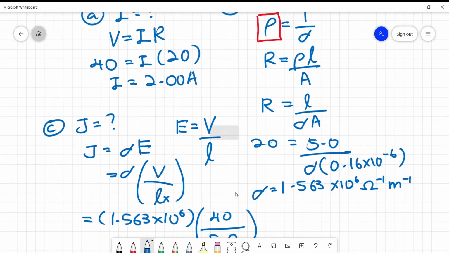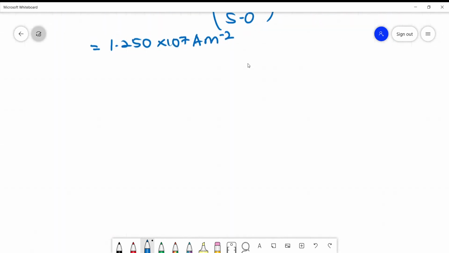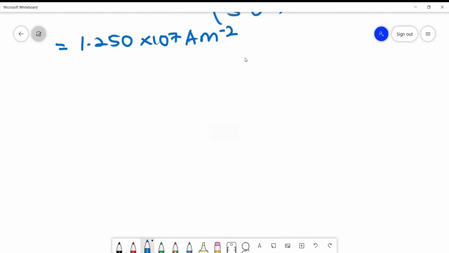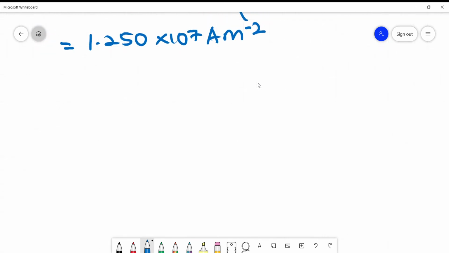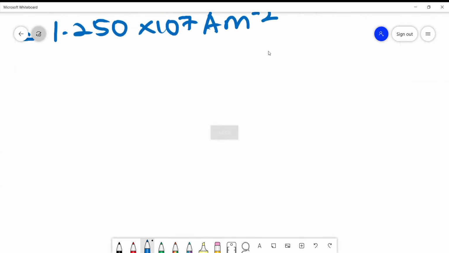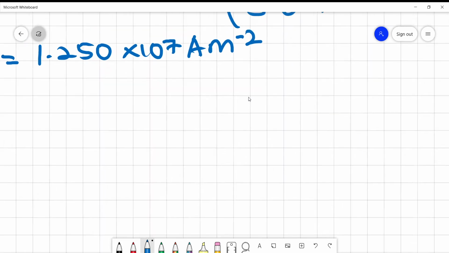Alright, so this is the first question. For the first example, the formula is J equals sigma E. Let me just check for a while. Yes, this is the topic for J equals sigma E. So for the second example, let's move on.